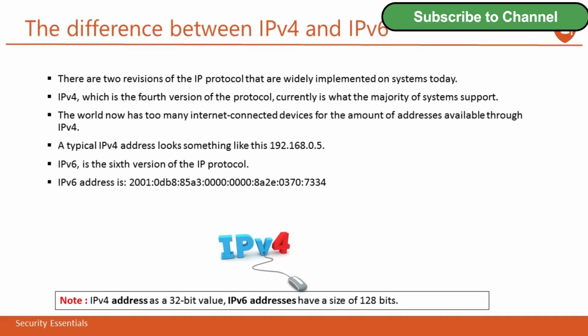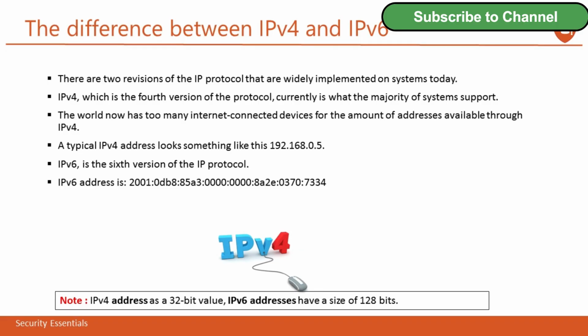So next, we're looking at the difference between IPv4 and IPv6. As we've discussed in earlier classes, we have two kinds of IP protocols. These are two versions of IP protocols, v4 and v6, and they're basically revisions that are widely implemented on systems today. IPv4 is the fourth version of the protocol, and it is currently what the majority of systems supports. However, the world now has too many internet-connected devices for the amount of addresses available through IPv4.